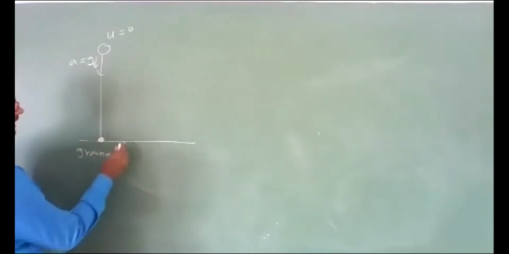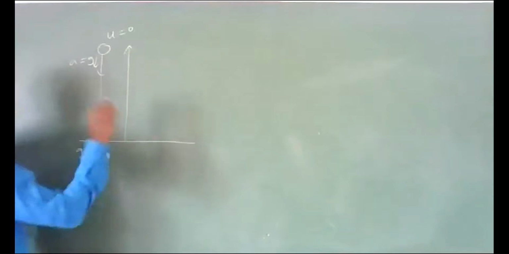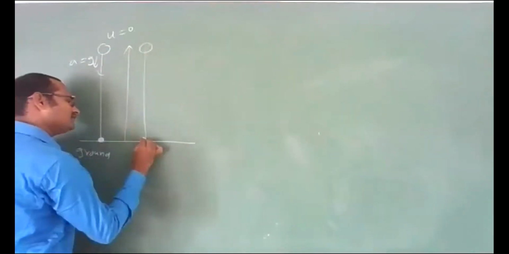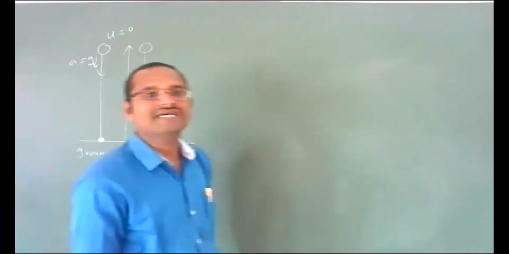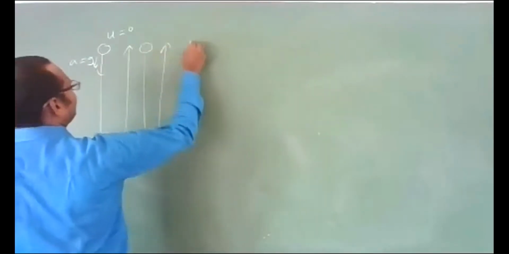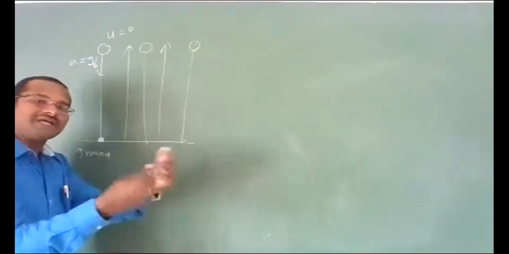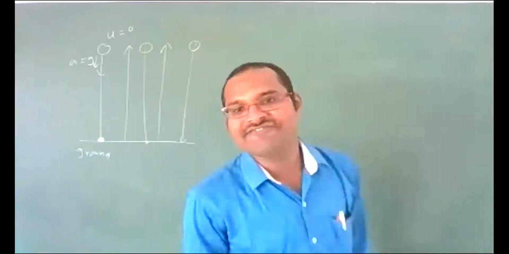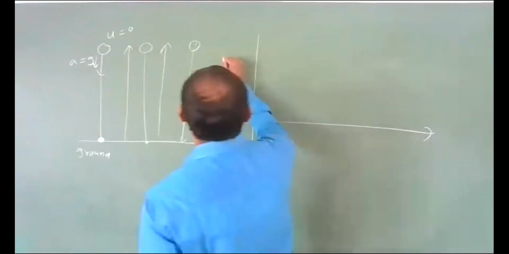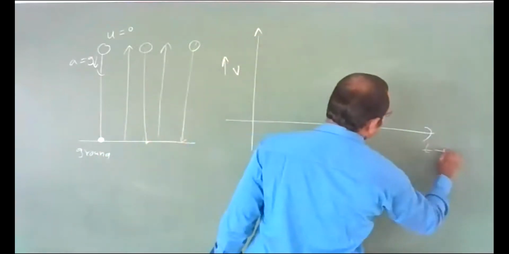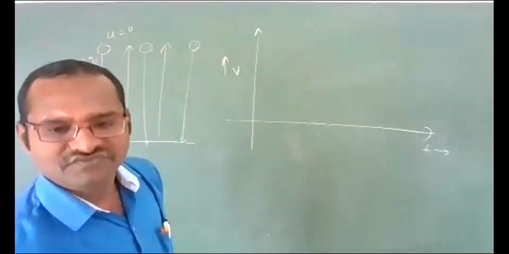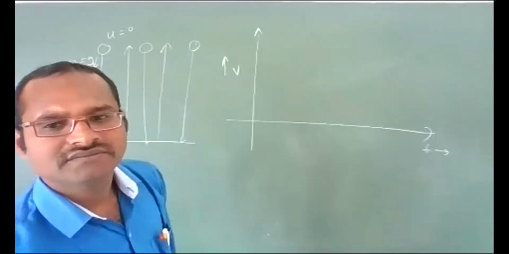Then what will happen? Again it will reach up. Then from there, again it will fall down. Again it will reach up, again it will fall down. This way the process continues, they are saying. Now for this, what we have to do? We have to draw a velocity and time graph. Velocity time graph only, they are asking.